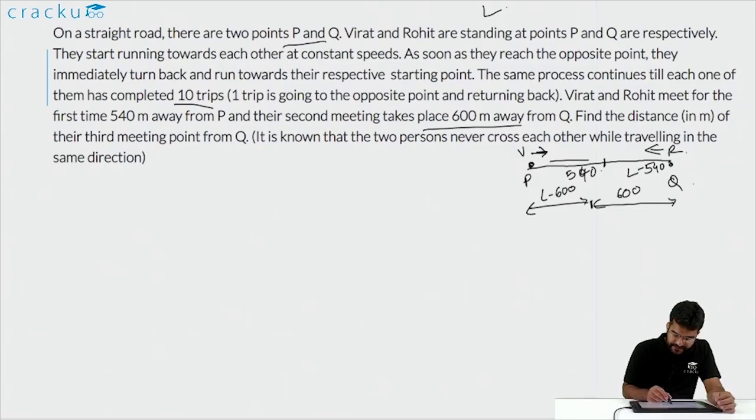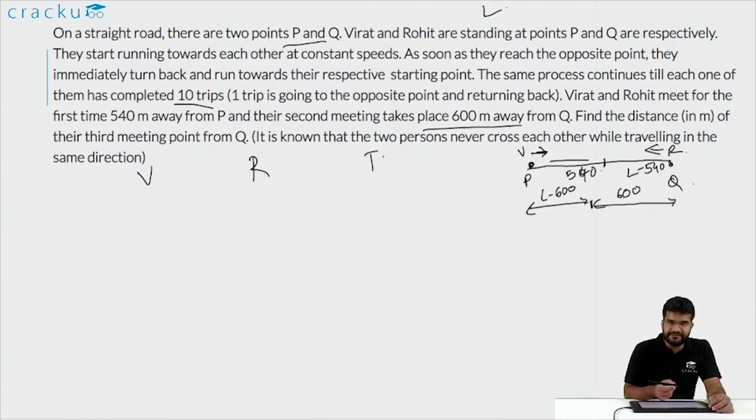It is known that both the people never cross each other while traveling in the same direction. That is, they are always crossing each other whenever they are traveling in the opposite direction. So to start off, let us put a simple table. This is Virat, this is Rohit, and this is the total distance that both of them have traveled.